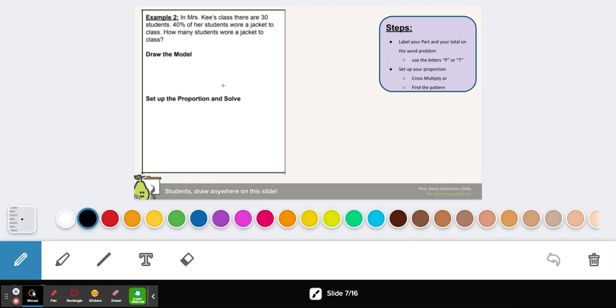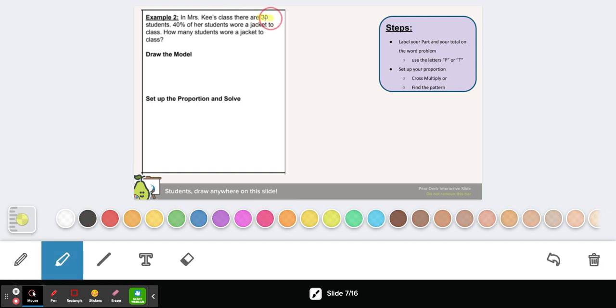All right, for example 2, it says Mrs. Key's class, there are 30 students. Okay, so that's important information. So there are 30 students, and I know 40% of her students wore a jacket to class. How many students wore a jacket to class? So that's how many students we want to know about.